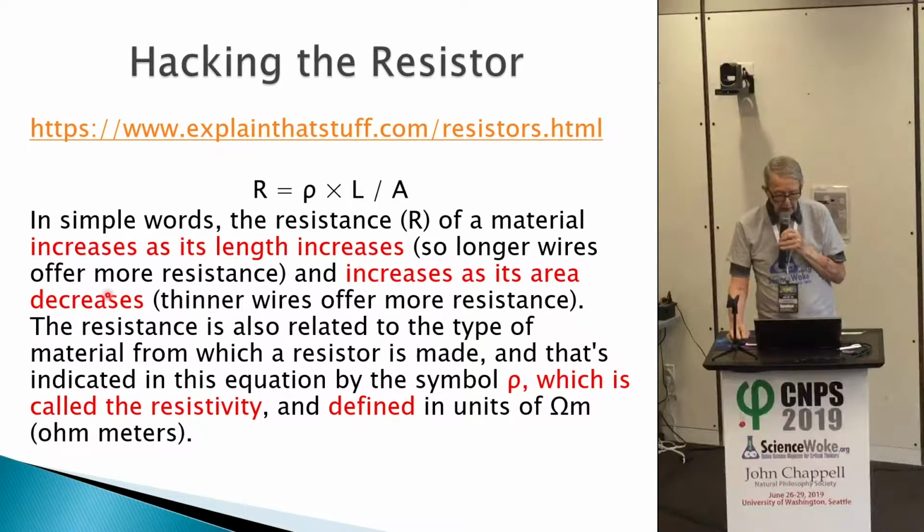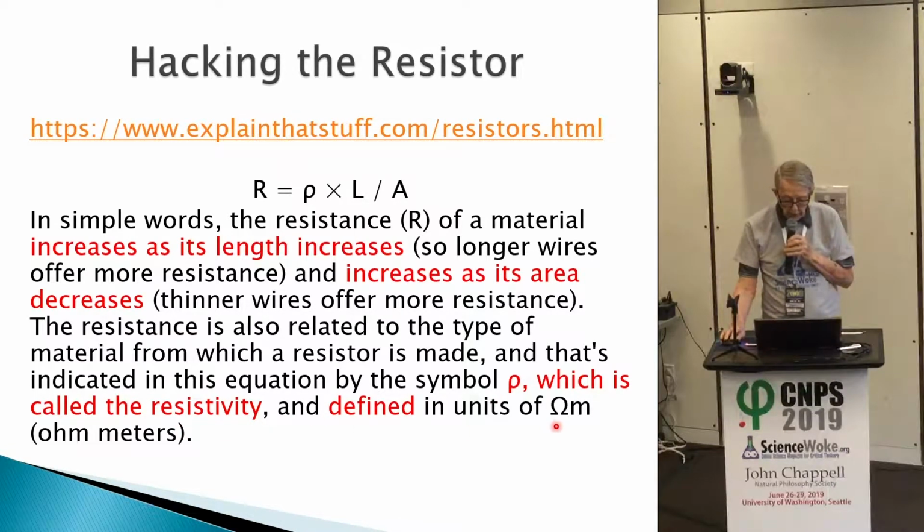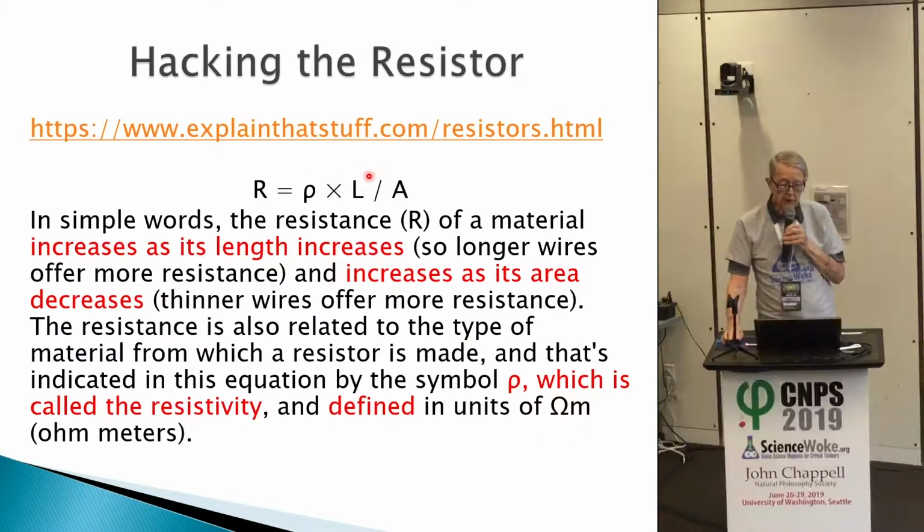And it increases as the area decreases. So the area goes down, the resistance goes up. And the thinner wires offer more resistance. The resistance is also related to the type of material from which a resistor is made. And that's indicated in the equation by the symbol rho, which is called the resistivity and defined in units of ohm meters.